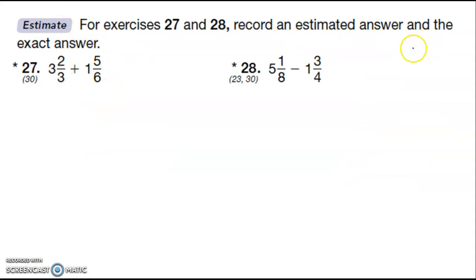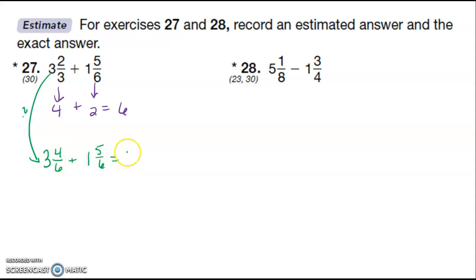Okay, it says record an estimate and then the exact answer. Okay, so this is going to be closer to 4, and this is going to be closer to 2, so my estimate is 6. And then when I do the exact answer, which I'm going to do in a different color, I need this to have a denominator of 6, so it's going to be times 2. 1 5/6, which gives me 4 9/6.